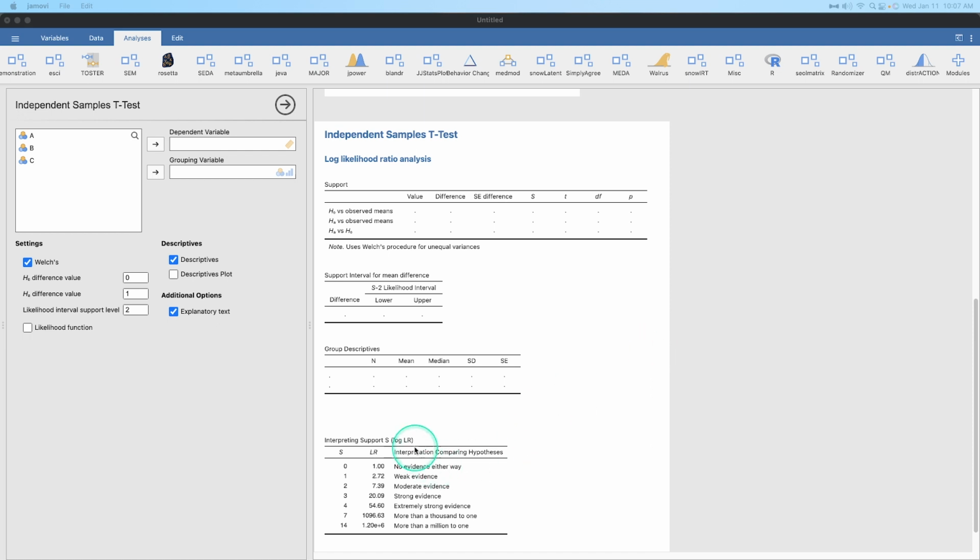Okay. And so as the log likelihood ratio gets bigger and bigger, we get weak evidence, we get moderate evidence, we get strong evidence, extremely strong evidence. And then if it's a really big value, more than 1,000 to 1, if it's a really, really big value, you can see that this is 10 to the 6th power here, more than 1,000,000 to 1. And your S will increase proportionately there as well.